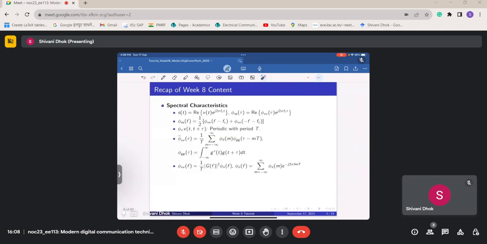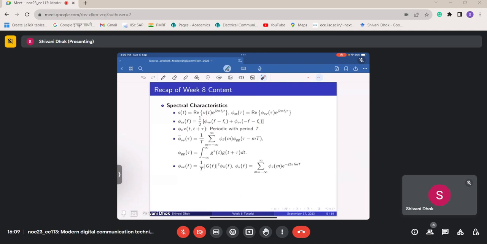After looking at these modulation techniques, we went on to look at some of the spectral characteristics, and for that we again considered a bandpass signal s(t), which is the real part of v(t) times e to the power j 2 pi fc t. And this phi ss of tau, the correlation function of this signal, is related to the correlation function of this v(t) by this formula. And the frequency domain representation of this autocorrelation, which is the power spectral density, is related to the power spectral density of v(t) through this formula.